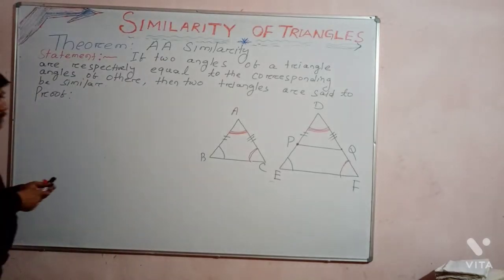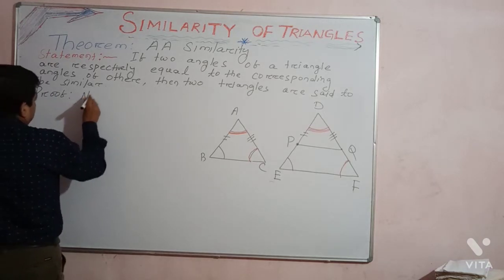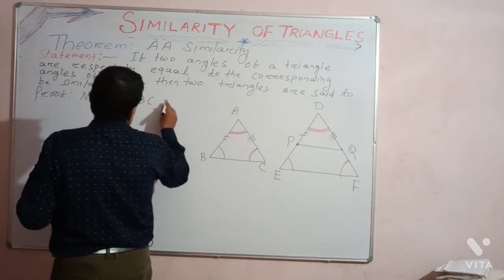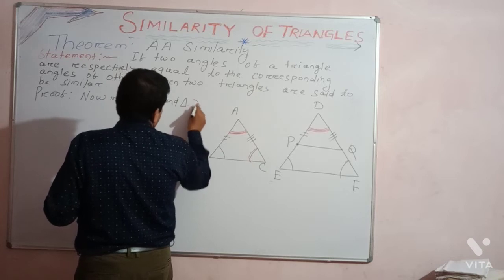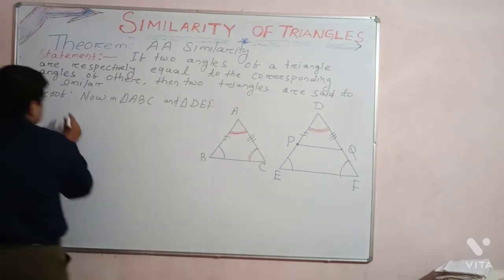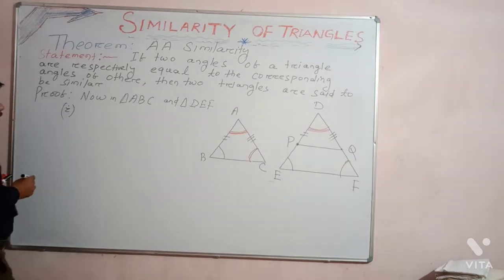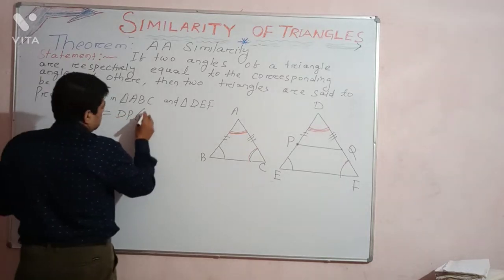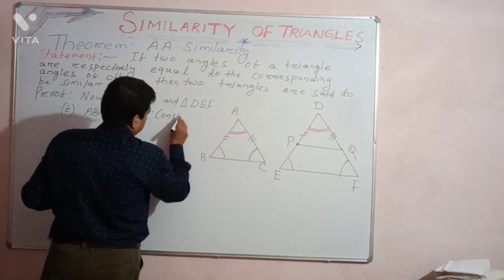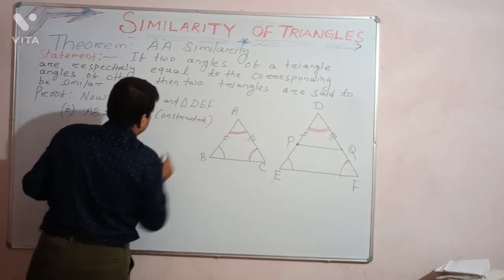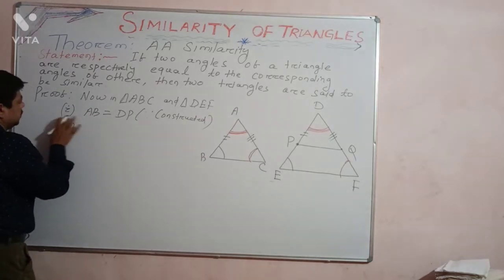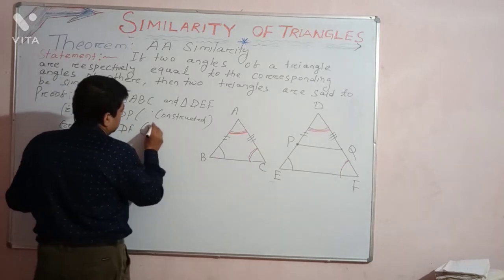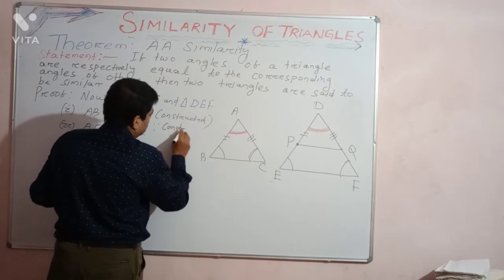Let's see. In triangle ABC and triangle DEF, first point: AB is equal to DP, since it is constructed. And the second point, given that AC is equal to DQ, it is also constructed. We have done the construction.